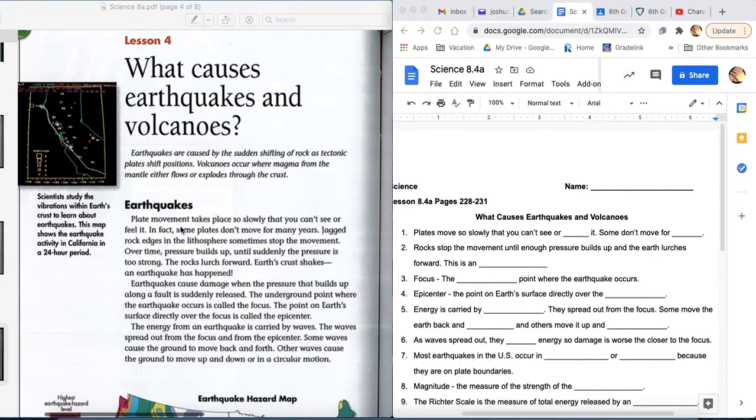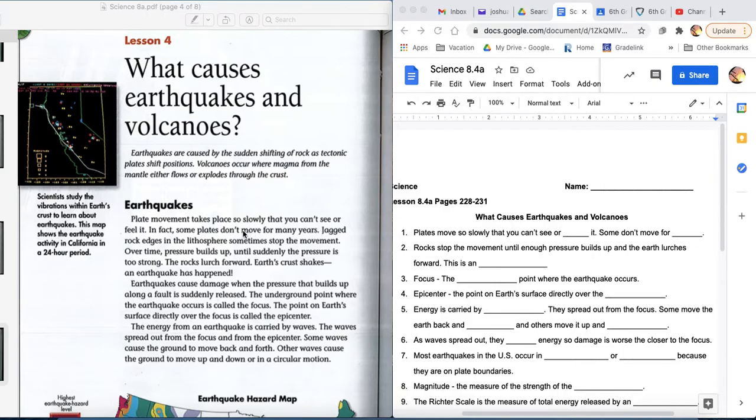It says plate movement takes place so slowly that you can't see or feel it. In fact, some plates don't move for many years. So number one, you can't feel it. Some don't move for years, guys. Now remember, we were talking at the beginning of this chapter on how they're moving about 2 centimeters a year, and it's pretty steady. That's not true with all of them.